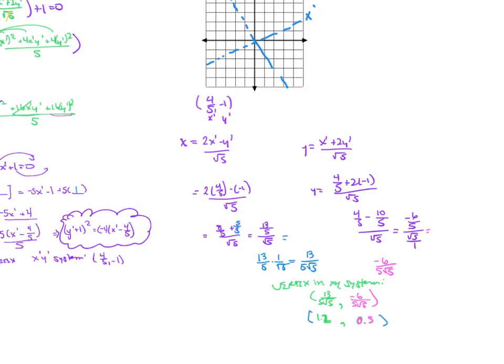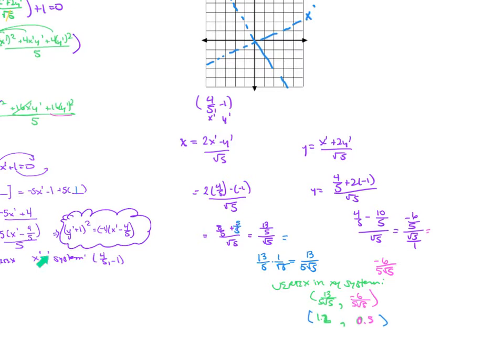All right, so if you plugged it in, you should have found that you would have gotten 13 over 5 root 5, and then negative 6 over 5 root 5. And then, if you plug it in your calculator, you find that is approximately 1.2 and negative 0.5 in the XY system. So just looking at two things.